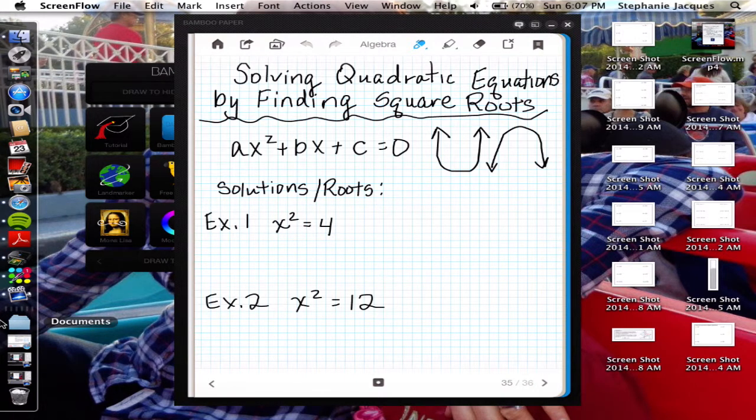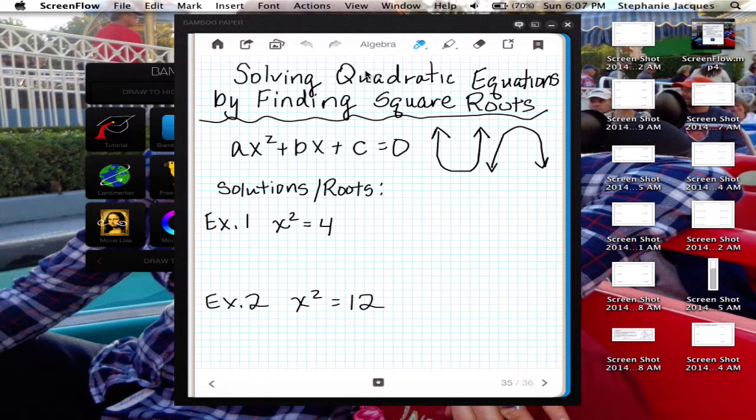Today we'll talk about solving quadratic equations by finding square roots. It sounds a little intimidating, I know, but a quadratic equation is only something that has a variable, like x squared, and then it could have other numbers after it. So that's what makes it a quadratic. You need that squared in there. And you're going to solve these quadratics by finding square roots.